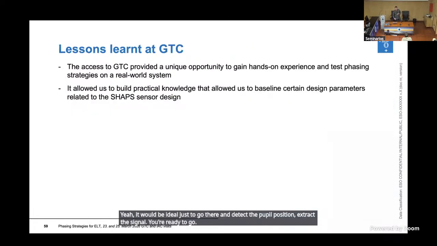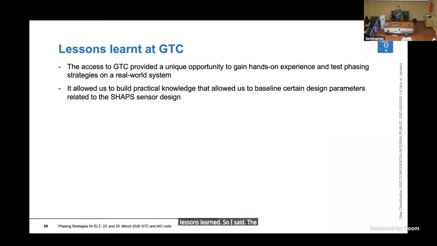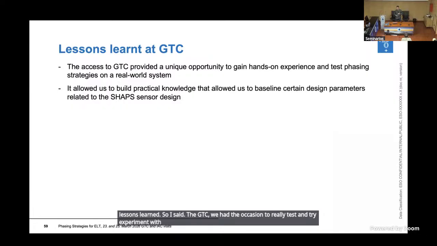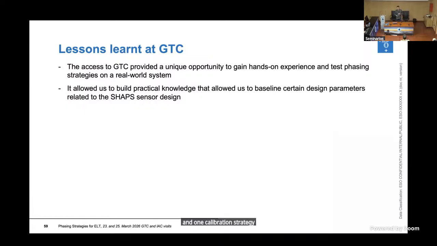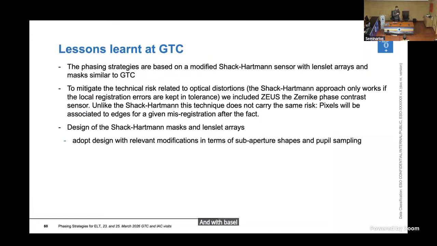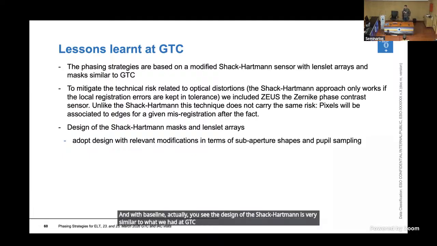Lessons learned. I said that at GTC we had the occasion to really test and experiment with the phasing strategies, but also shaping and M1 calibration strategies. It was very, very useful, and really gave us the opportunity to have hands-on experiments on a real system, not on a test bench. And that was really valuable. With the baseline, you see the design of the Shack-Hartmann is very similar to what we had at GTC. So we made relevant changes to that, but we adopted pretty much of it.